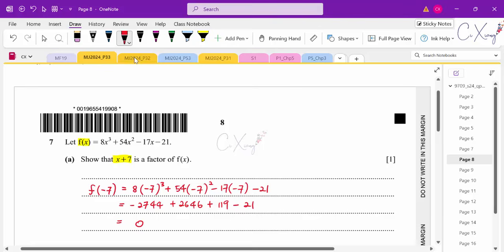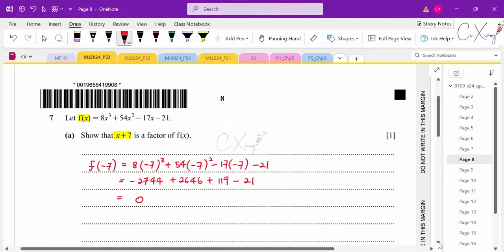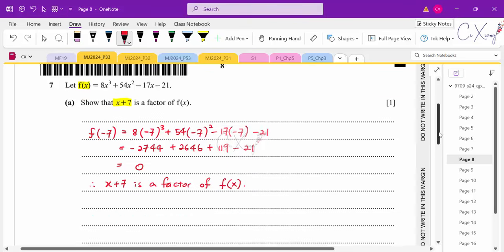If let's say substitute the value inside and you get a 0, that means this particular x plus 7 will be a factor of f(x). So make a small conclusion on this part. Okay, so you can write that x plus 7 is a factor of f(x). Okay, then let's continue to next part, part B.